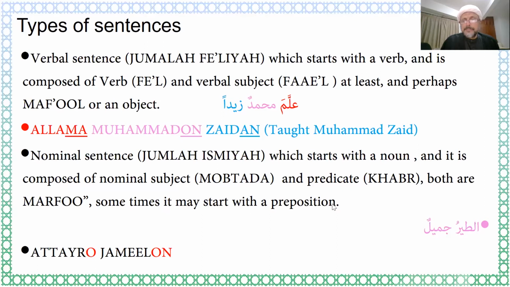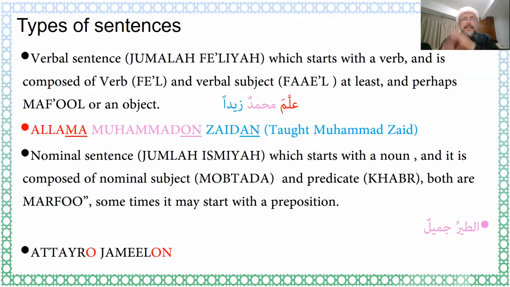Sometimes this nominal sentence may start with a preposition, but the subject would then be after the preposition. Okay, so now again, focus with me. I'm going to repeat these two things which I said, and then we are going to take the examples which are written there. In the Arabic language, we have two types of sentence. We have the verbal sentence, which starts with a verb. The subject of this verbal sentence is called in Arabic fa'il, the subject of a verbal sentence or verbal subject.